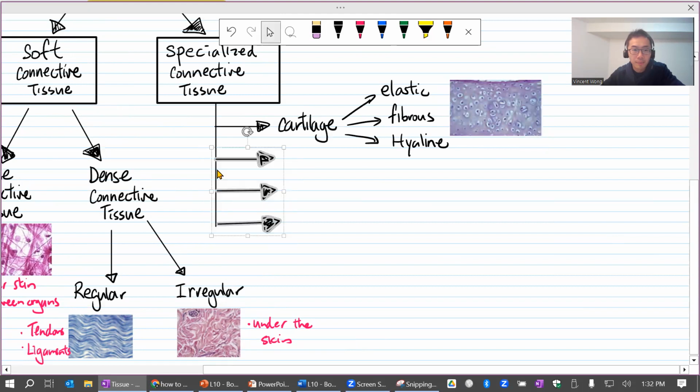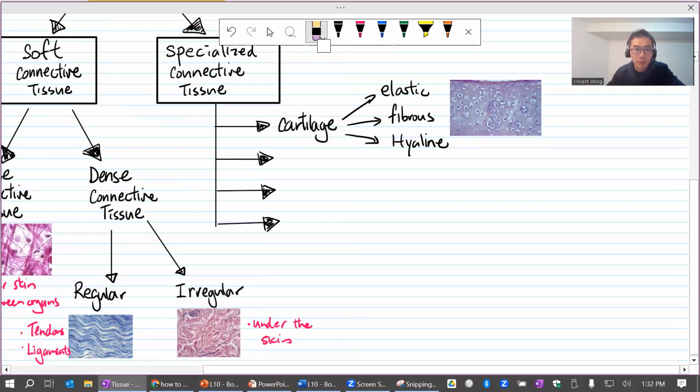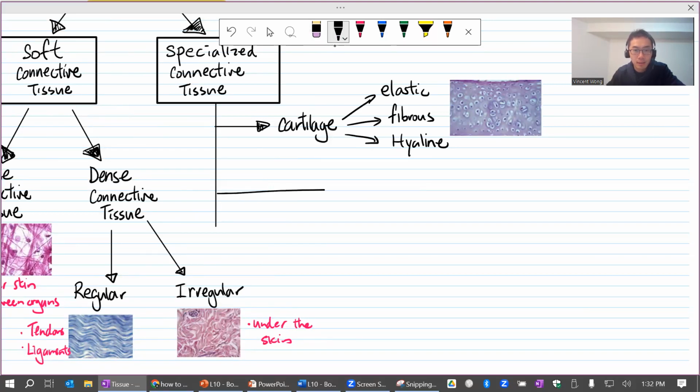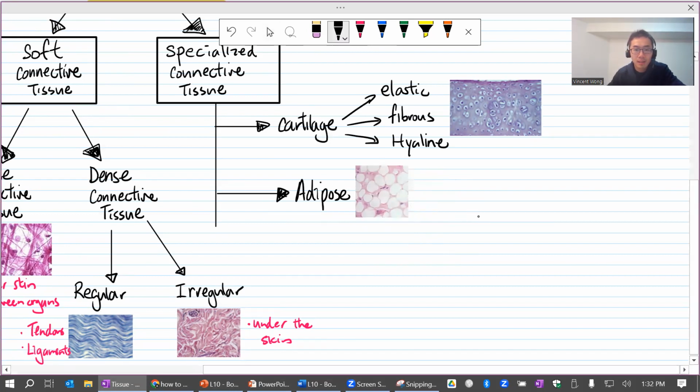Okay, what's another one? Adipose. Adipose, sure. I am totally going to run out of space here. Let me try this again. Right here. Adipose, which is just a fancy word for fats. I'm going to get my adipose picture right here. There you go. Lots of empty spaces.